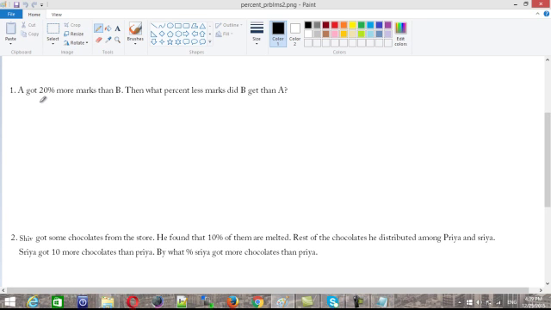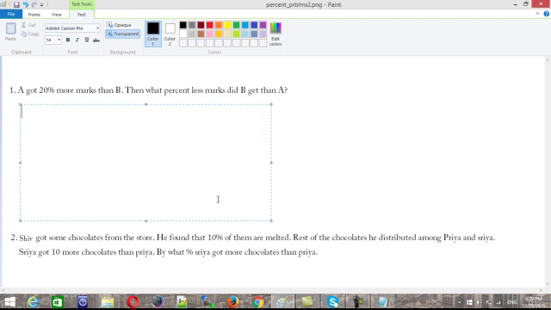So in percentages, whenever we don't know the value of something, we can consider one value as 100. So here, whose value is to be considered as 100, A's or B's? Here, A is dependent on B because A got more marks than B. So we have to consider B's marks as 100. So let us consider B got 100 marks.